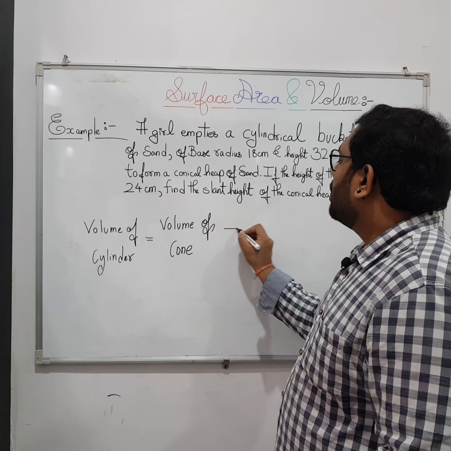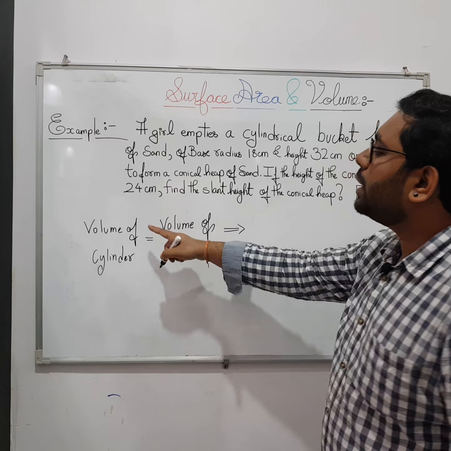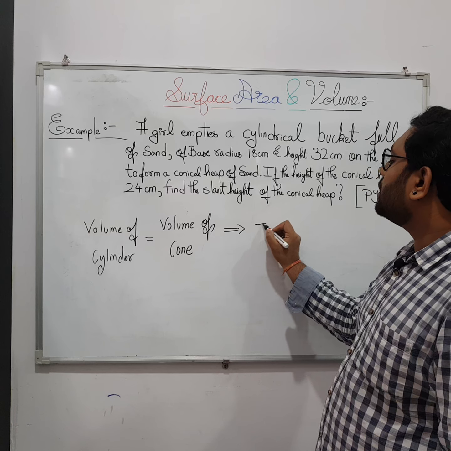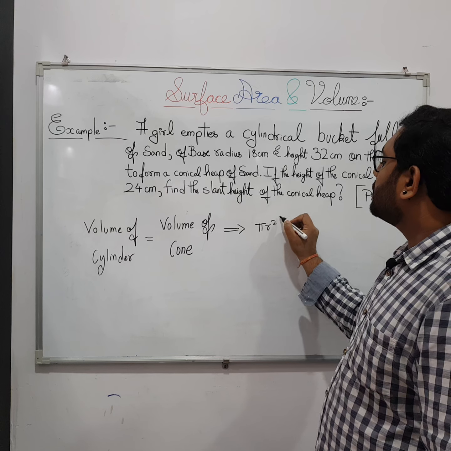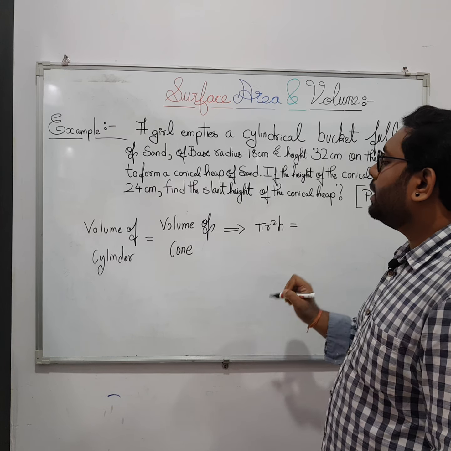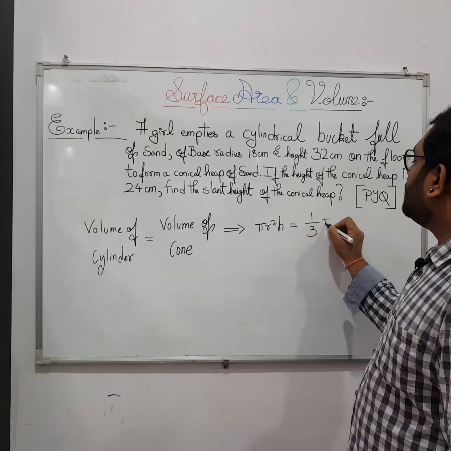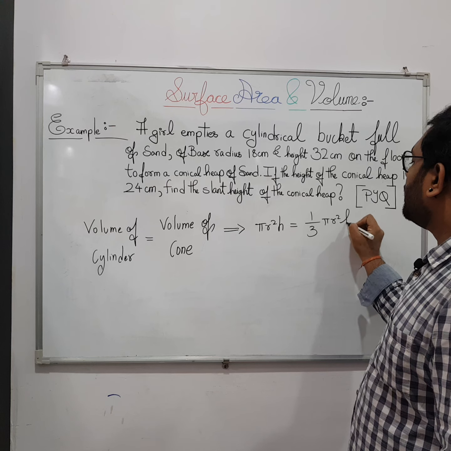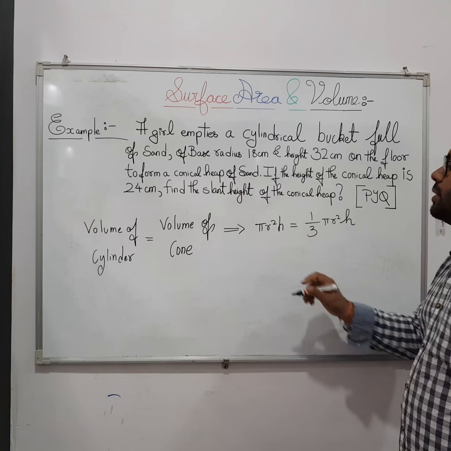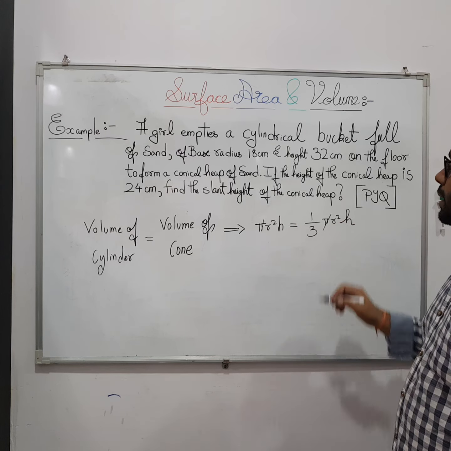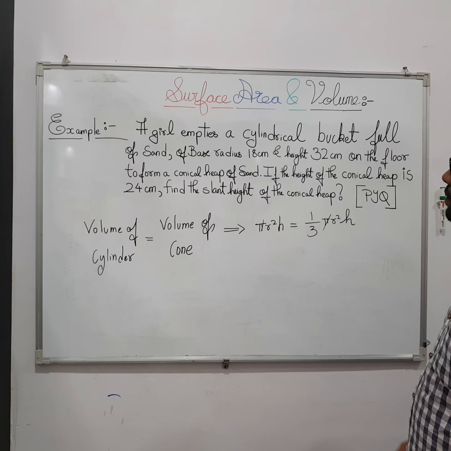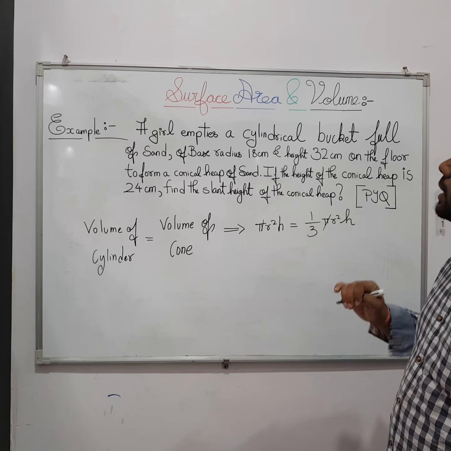So from here, what do we come to know? We come to know that volume of a cylinder, what is volume of a cylinder? Pi r square h, right? Now this is equal to volume of cone. What is volume of cone? 1/3 pi r square h. So as you can see over here, this pi and this pi will get cancelled off, okay. And now let's try to plug in the formulas.